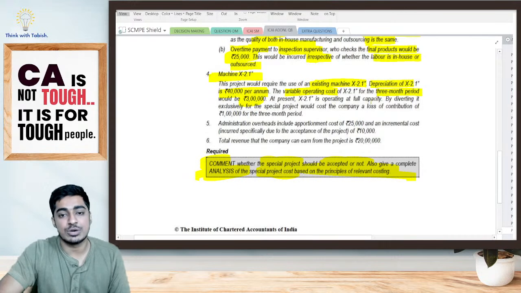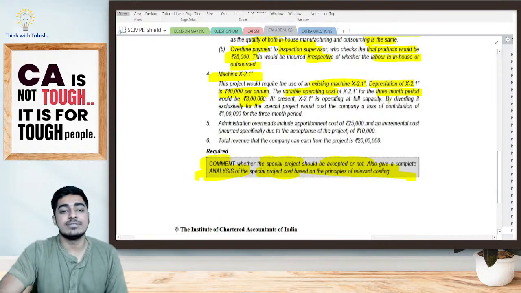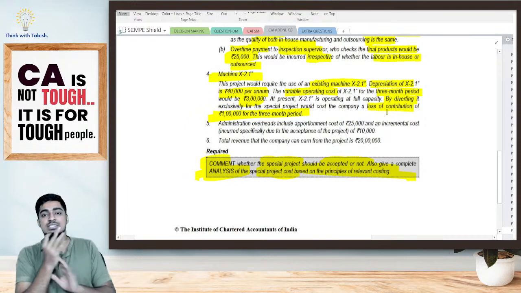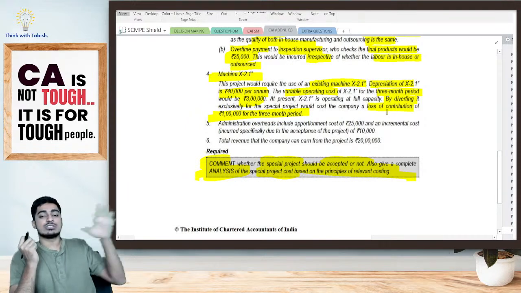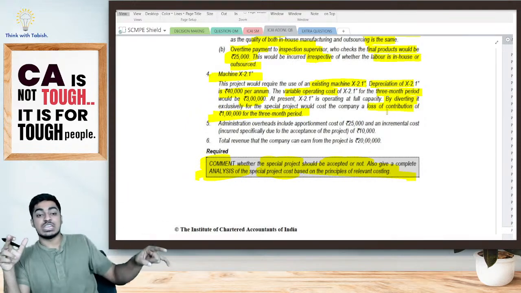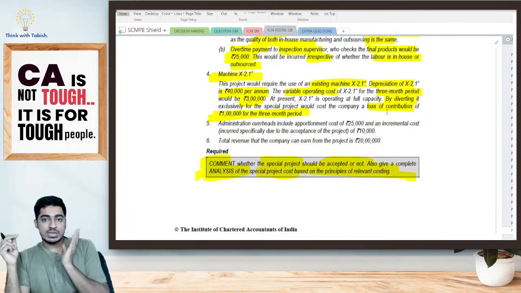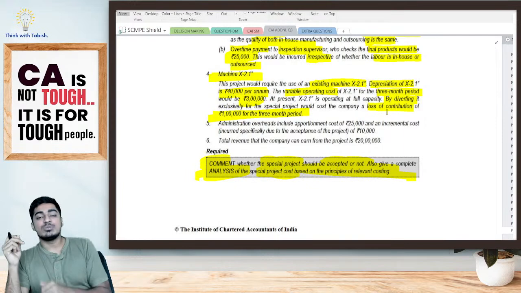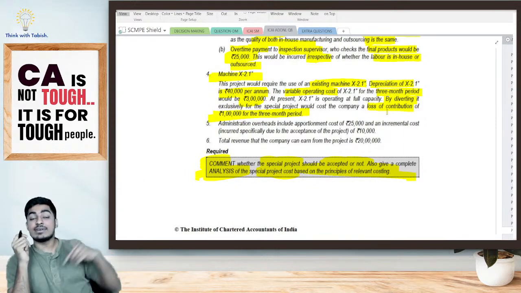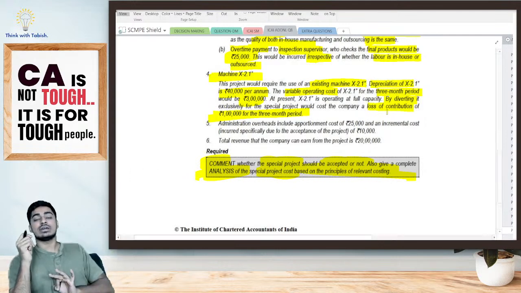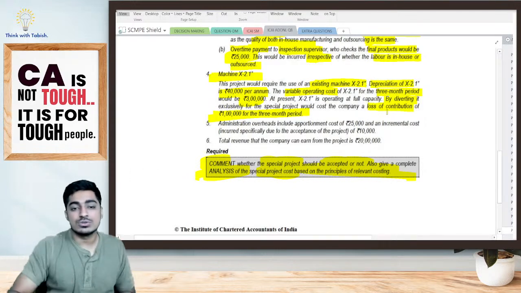At present, it is operating at full capacity. By diverting it exclusively for the special project, it would cost the company a loss of contribution of 1 lakh rupees. Now, what all is happening, students? Depreciation, irrelevant. Otherwise also it was there. To work it for 3 months, 3 lakh rupees I have to pay. That is going to be relevant. Again, because I am using it for this project, I cannot use it for another project. From the other project, I could have earned 1 lakh, that now I am not earning.